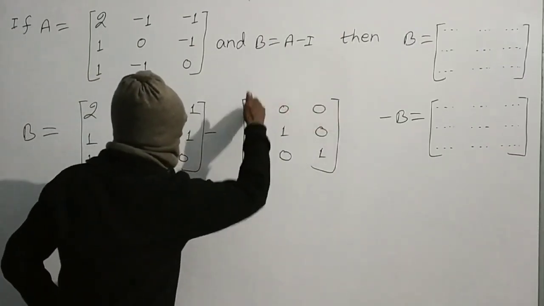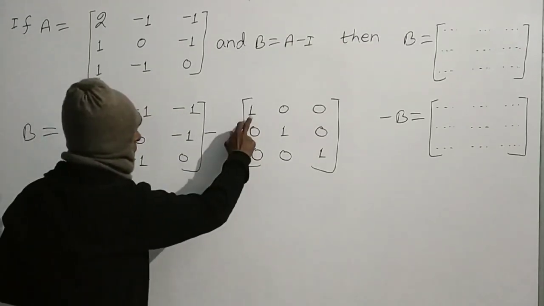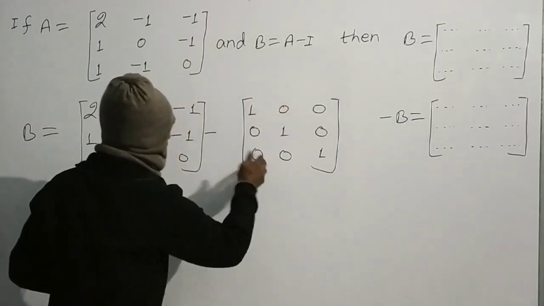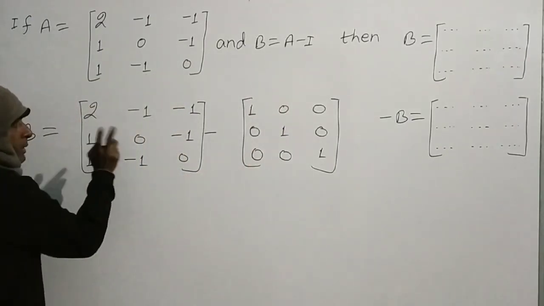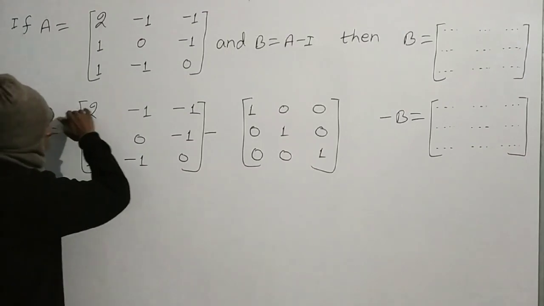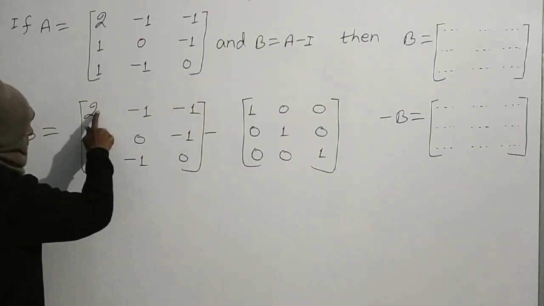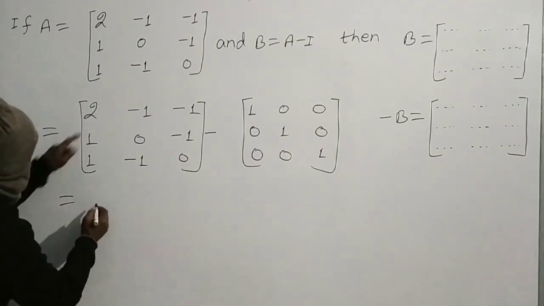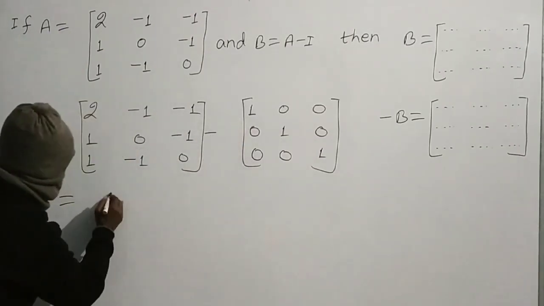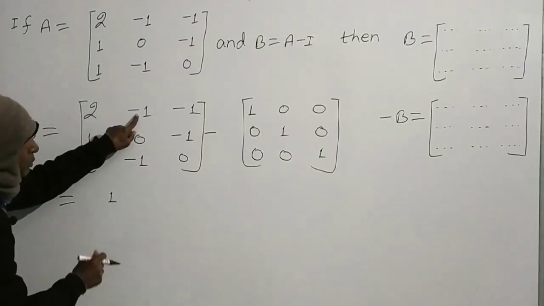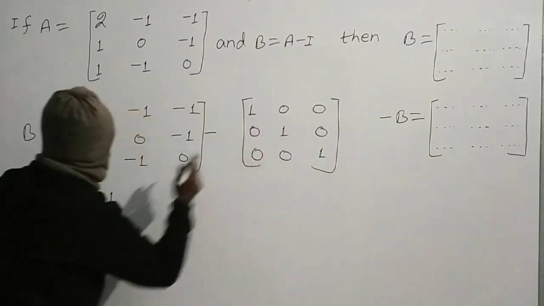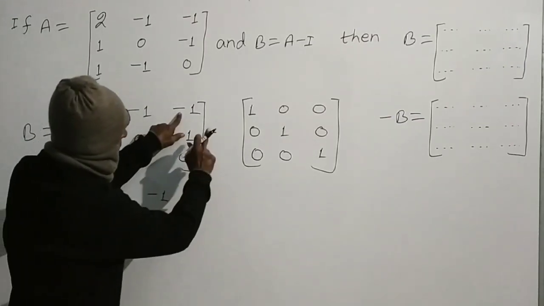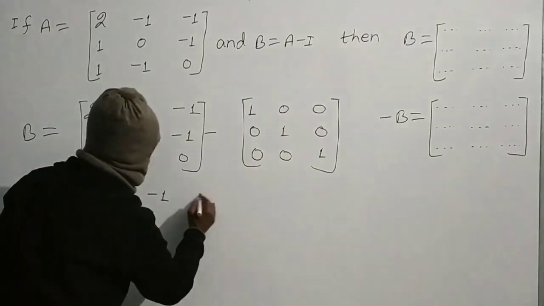This is first row, first column position, where we will subtract this 1, which is at first row, first column position, from the element of this matrix at the position of first row, first column, that means from 2. Then this will be equal to 2 minus 1, that means 1. Minus 1 minus 0, that means minus 1. Minus 1 minus 0, minus 1.